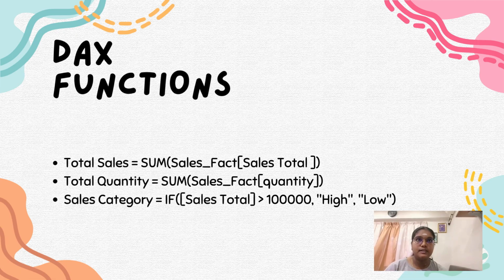So the next, DAX function. We use DAX functions in Power BI to create calculations. We calculated total sales by summing all sales values. We also calculated total quantity, which shows the total number of items sold. In addition, we use the IF function to classify sales into high or low. This calculation helps us better understand the overall performance.